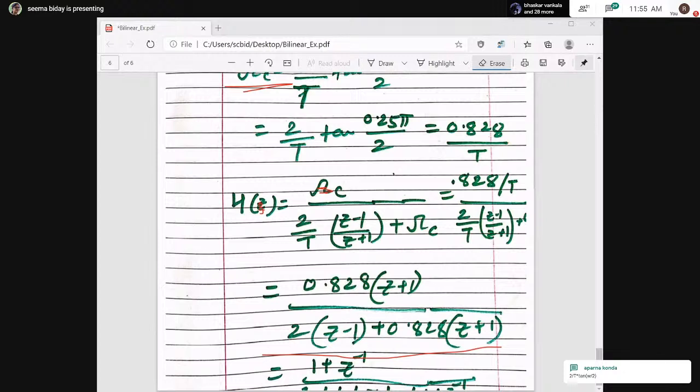This type of question is asked in MCQ. Or you will be given a frequency and asked to write down the digital frequency using bilinear transformation. Then you should be able to do it. Once it is done, you can exit.